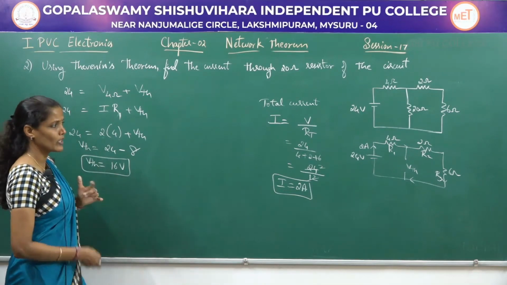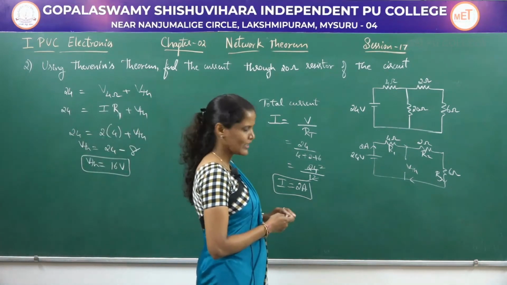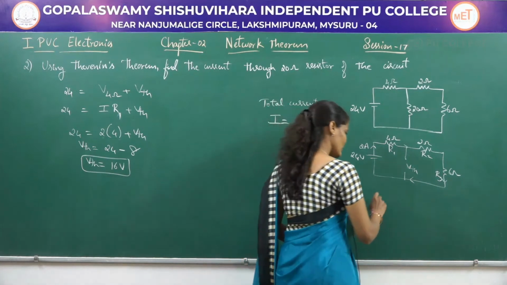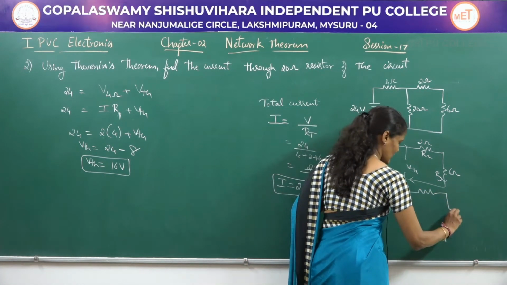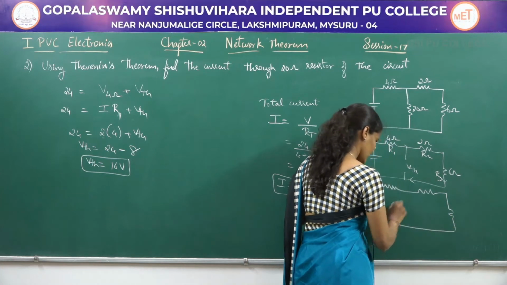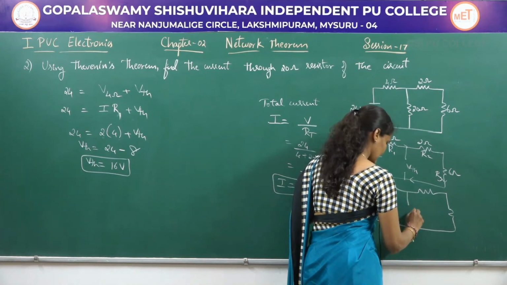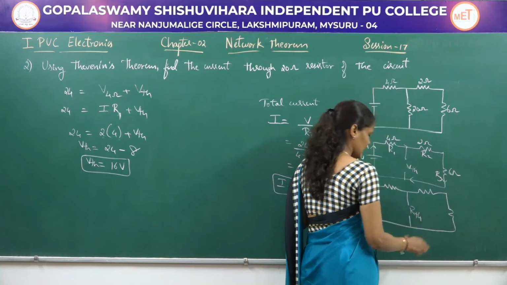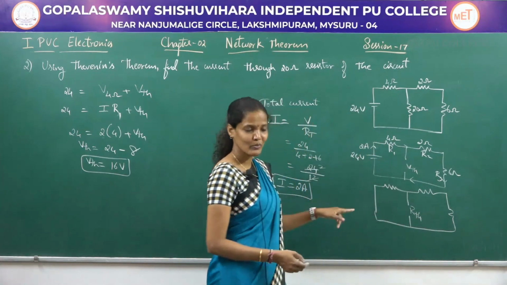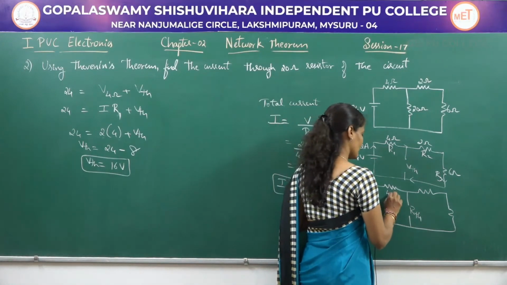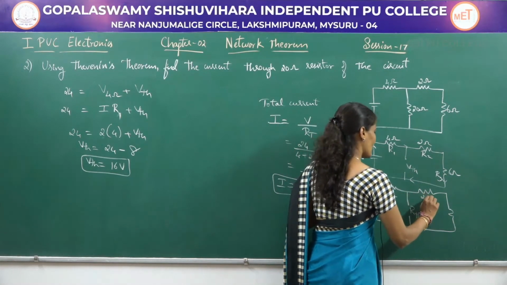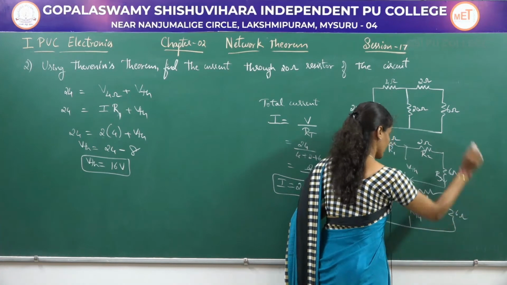Now, we have to find out Rthevenin. To find out Rthevenin, what we are going to do? We are going to remove this voltage source. We are going to short this voltage source, and the circuit diagram will be like this. And the resistance that we are going to measure between these two terminals is named as Rthevenin. This is equal to 4 ohm, this is 2 ohm and this is equal to 6 ohm.